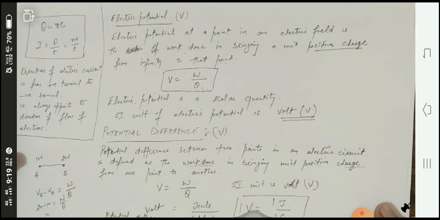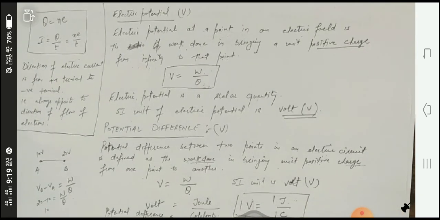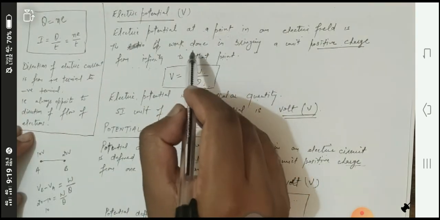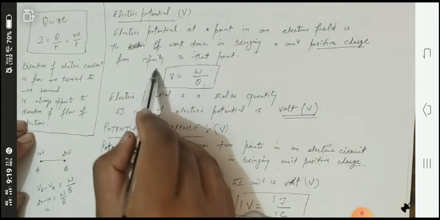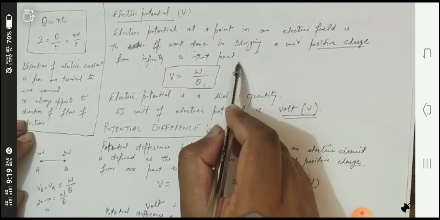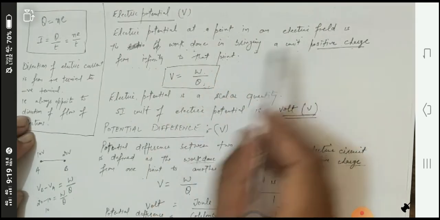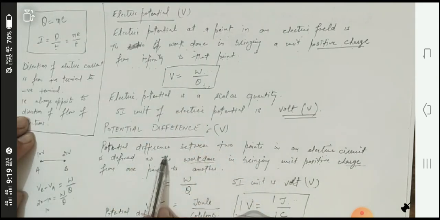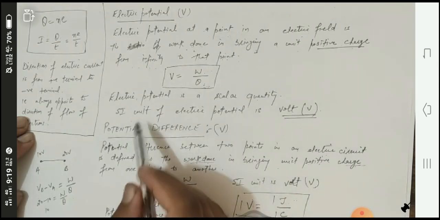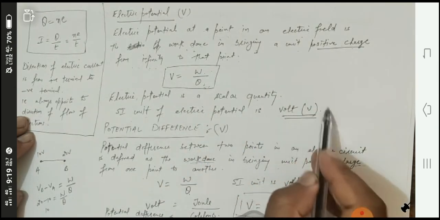Let me repeat the concept of electric potential and potential difference again, starting with electric potential. Electric potential at a point in an electric field is defined as the work done in bringing a unit positive charge from infinity to that point. W upon Q is the formula of electric potential. Electric potential and potential difference both are scalar quantities. The SI unit of electric potential is volt.